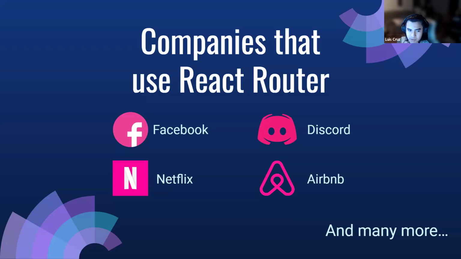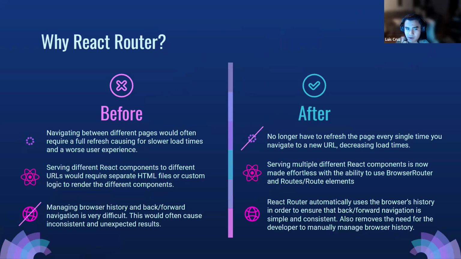Similarly, Airbnb uses it to manage their search and listing pages, which are critical for a smooth user experience. These companies choose React Router because it offers the reliability and scalability they need to support millions of users. The widespread adoption is a testament to the robustness and flexibility of React Router. Whether you're building a small personal project or a large-scale enterprise application, React Router has the capabilities to handle your routing needs.